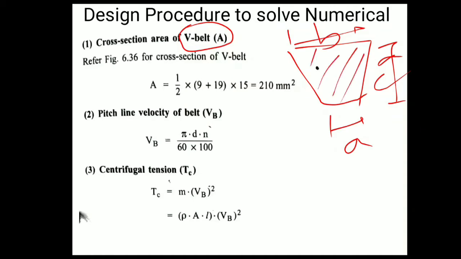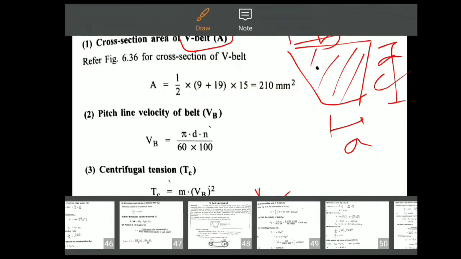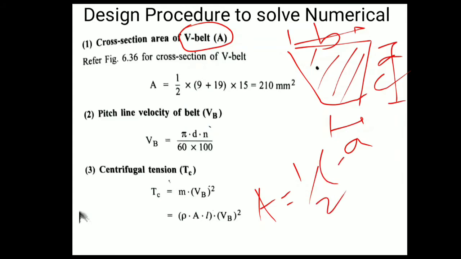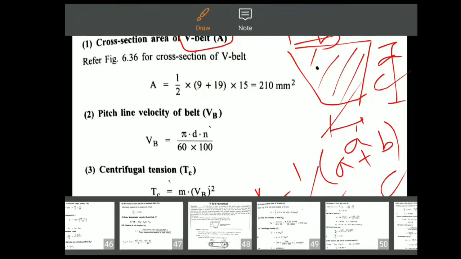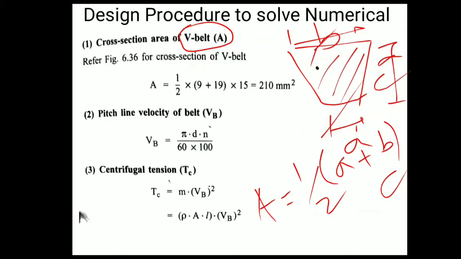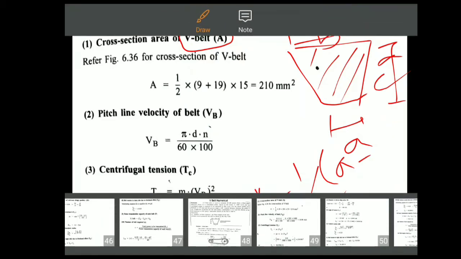So how can I calculate this cross section? See, the cross section area is equal to half of (A plus B) into C. Did you get it? Half of A plus B, this side plus this side, into height. So that will be the area. I have written it here, and this is one example I quoted here. So this will be the cross section area we can calculate for the V belt. That is the first thing. Now the second is the same as the previous one, that is open belt drive.